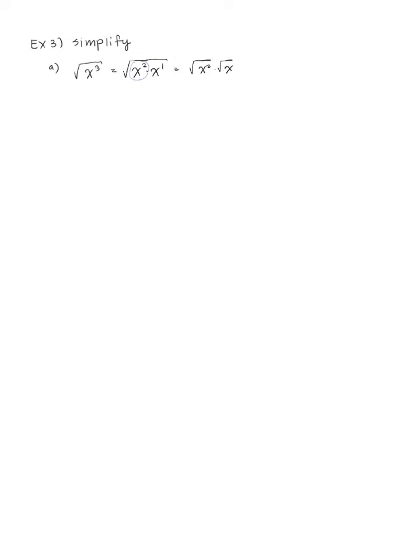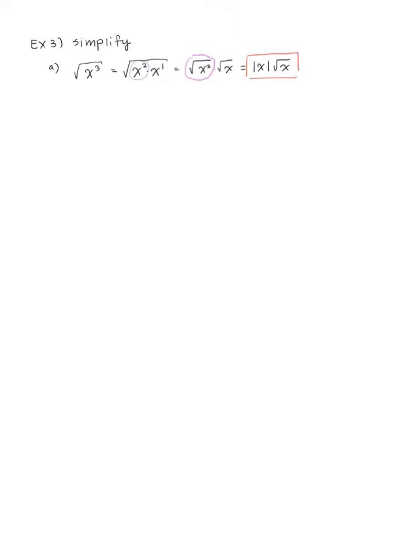Now, I don't know if we remember this or not. If you're given the even root, this becomes the absolute value of x, not just x, absolute value of x. So here, I'm going to have the absolute value of x times the square root of x. And that's going to be the answer.